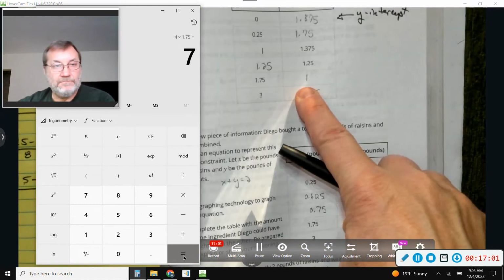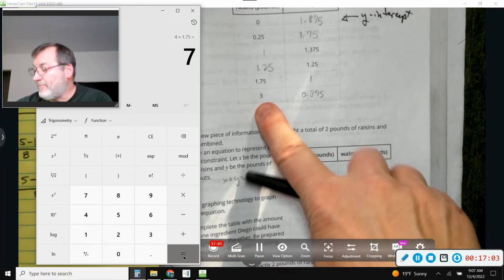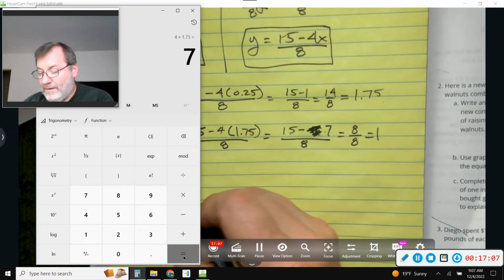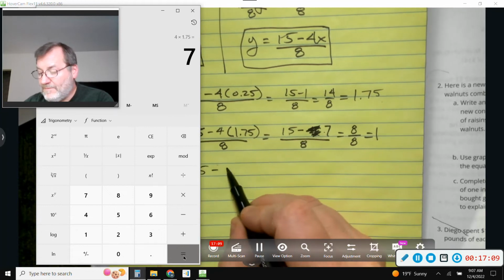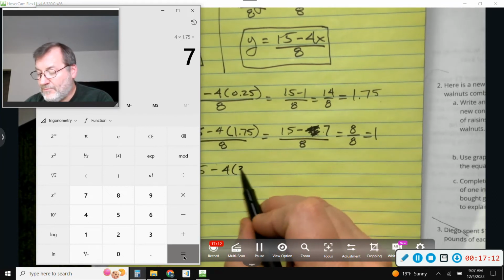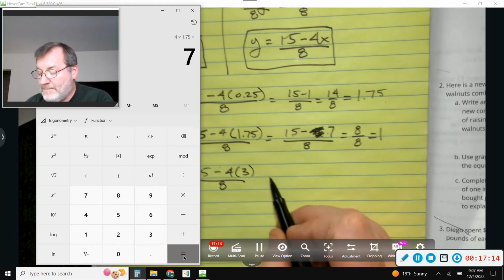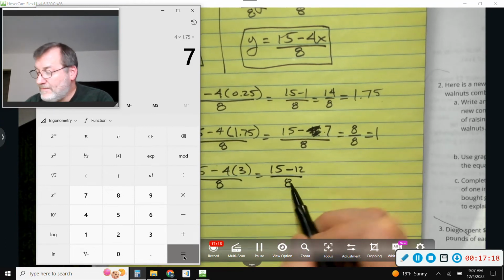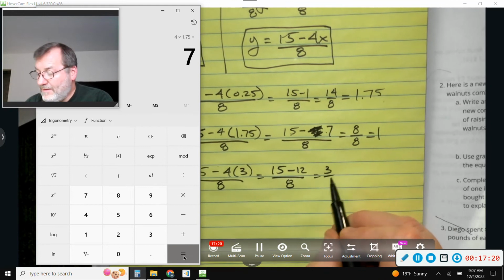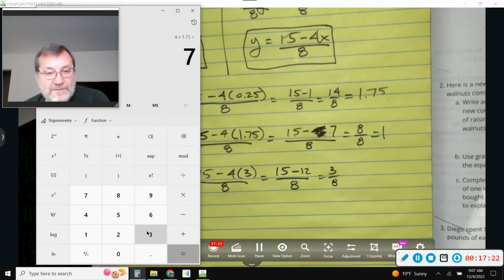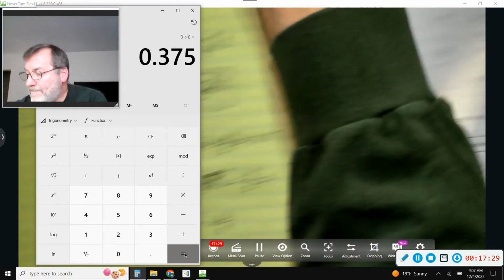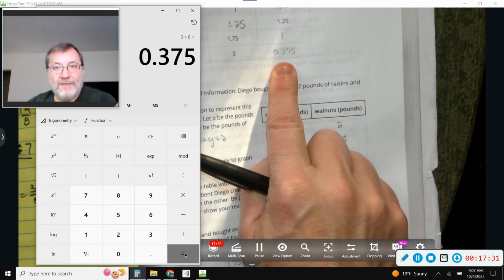There's your answer. Let's go on to the next one with 3 pounds of raisins. So y equals 15 minus 4 times 3, divided by 8. Well, that's 15 minus 12 divided by 8, which is 3 divided by 8. Let's see, what is 3 divided by 8? 0.375, which is what we have right here.